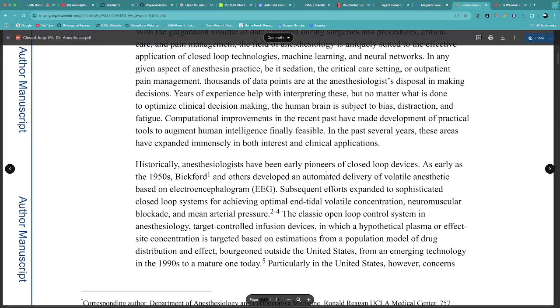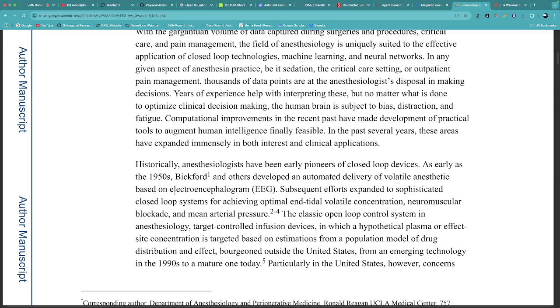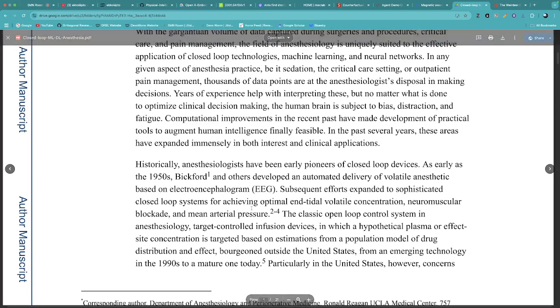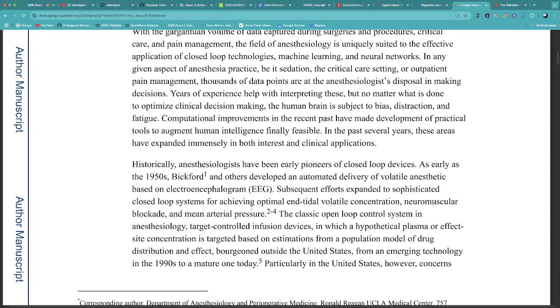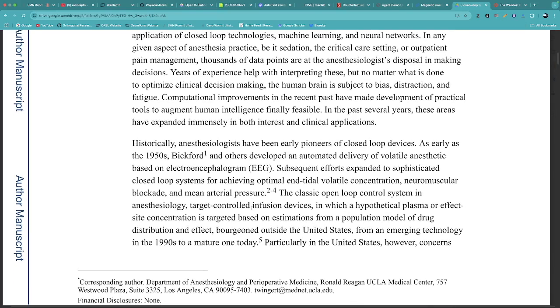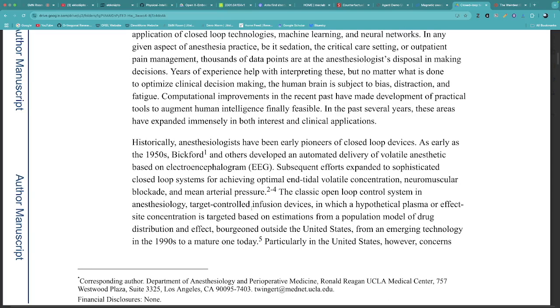And so this is where they're trying to automate the delivery of volatile anesthesias based on different types of data like EEG. And then, of course, people have been developing closed loop methods in this area for a while, trying to find ways to develop methods for delivering neuromuscular blockades, and other types of physiology, of course, is dependent on real-time delivery of anesthetics that work in that way.